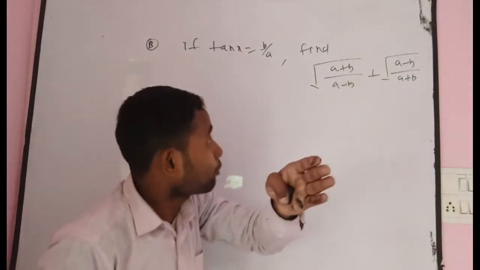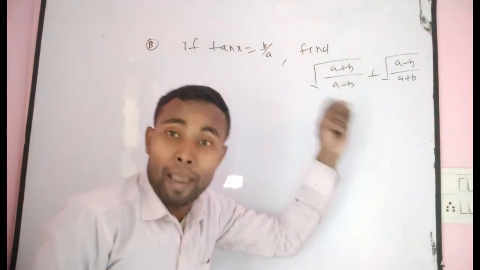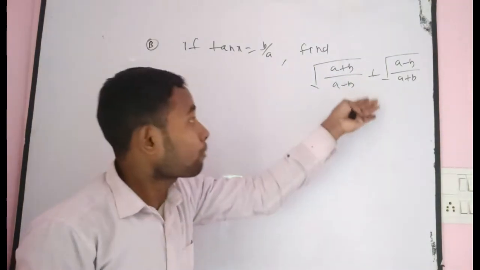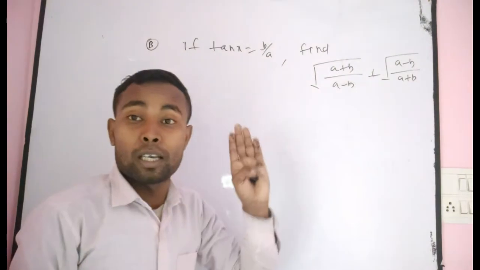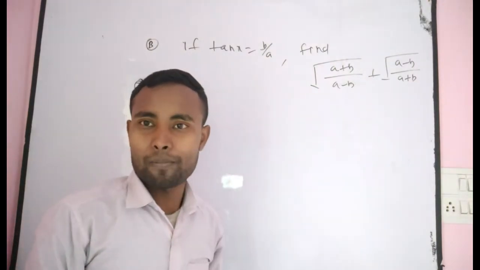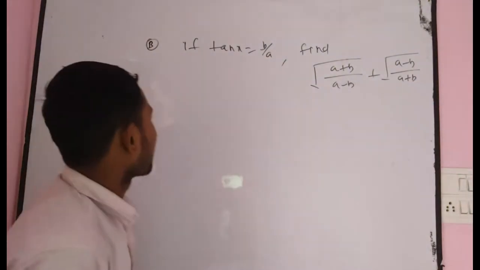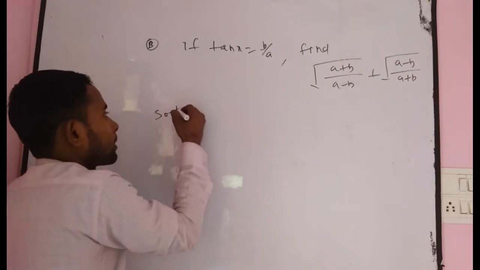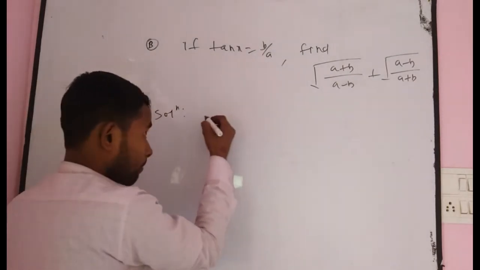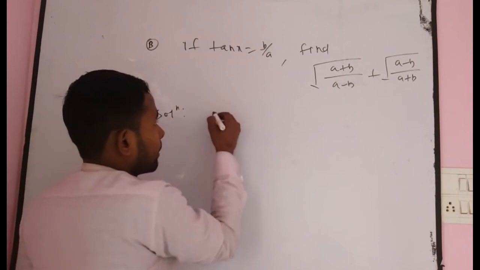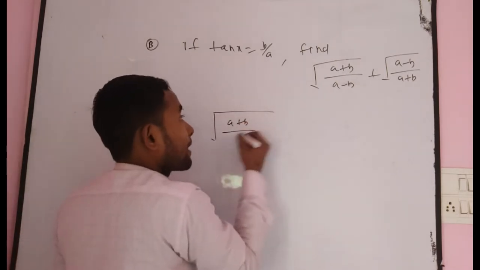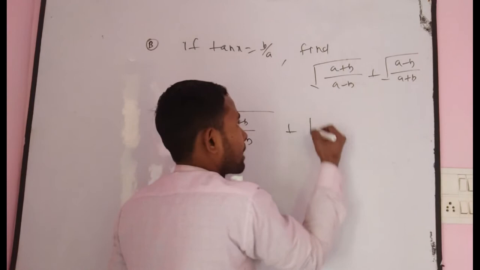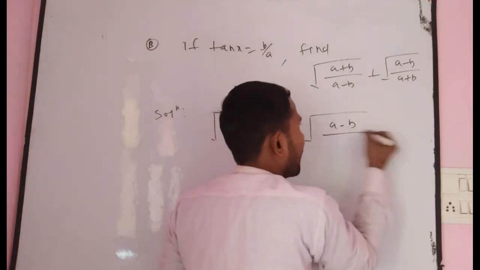That means variables a and b are given, and you have to find the value of a trigonometric function equal to this. Simple logic behind it. Solve: you have to find the value of under root a plus b divided by a minus b plus under root a minus b divided by a plus b.